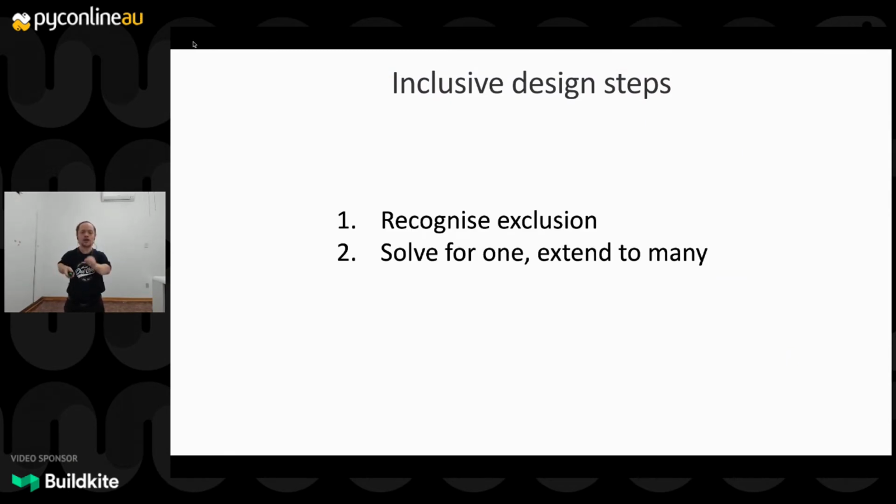So once we have that, let's look at how to do inclusive design. First, recognize exclusion. Have those persona spectrums. 2, solve for 1, extend to many, and I'll show you now with a nice example of how to do that. And 3, learn from diversity.